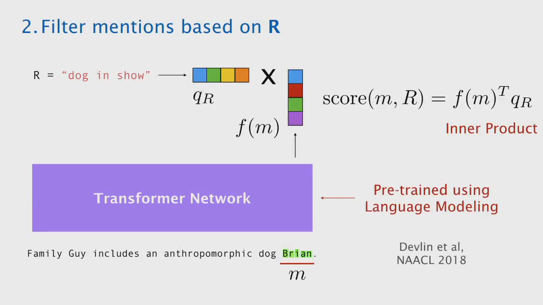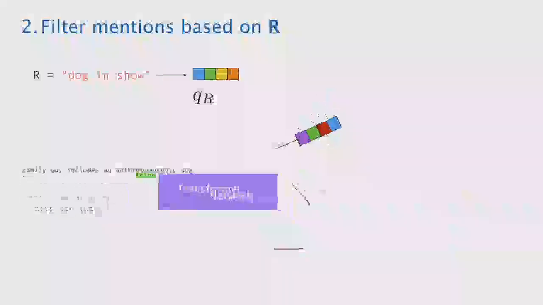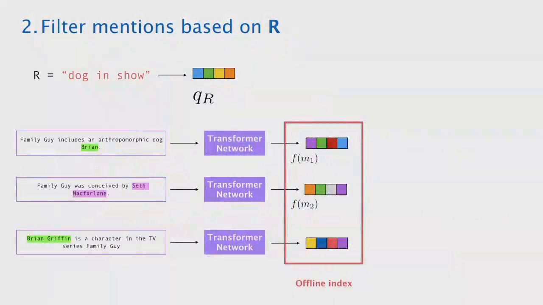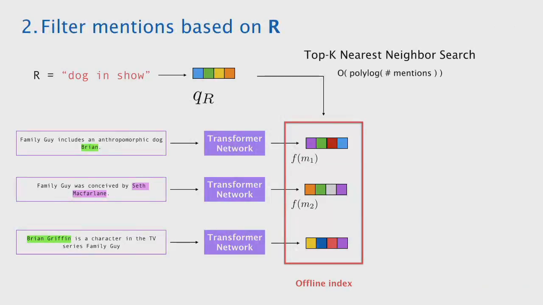Now, one of the interesting things here is that we can actually pre-train this transformer network on something like language modeling to produce contextual representations of different mentions. And because we can pre-train this, what we can do is, in an offline step, we can take all the different mentions in my text corpus and create an index of all their dense vector representations. So this whole thing can be done offline. So that at runtime, when we get a query, identifying the mentions which are related to that query is like a top k nearest neighbor search algorithm.